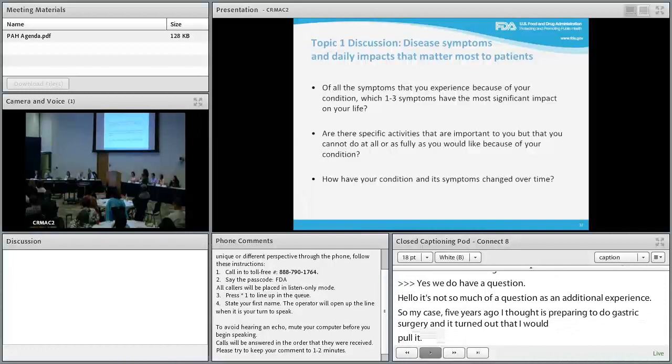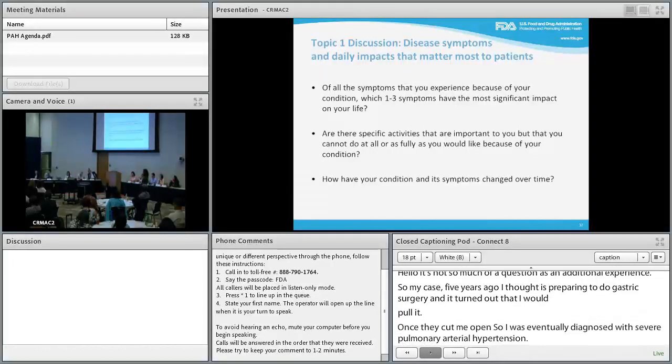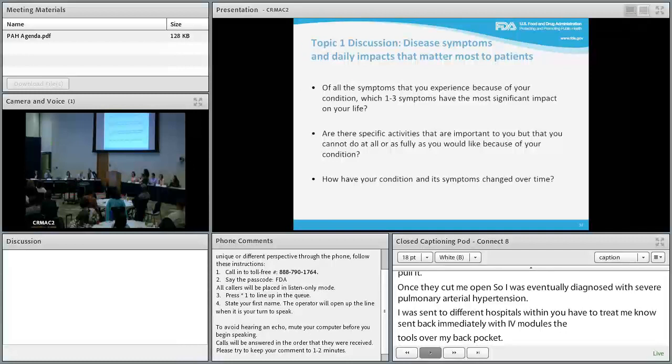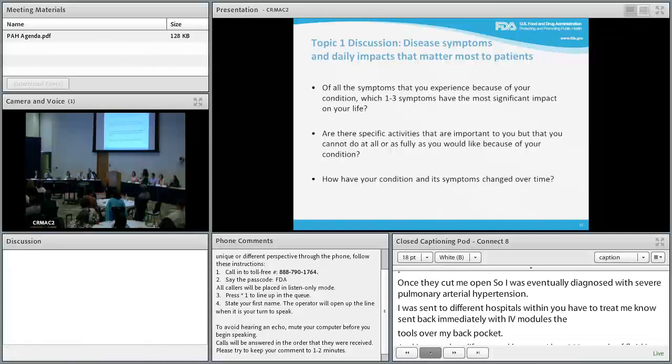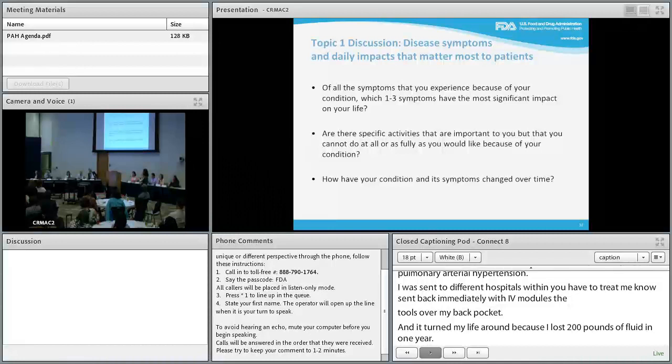hospital where they knew how to treat me, and I was hooked up immediately with IV Remodulin with a little pump that I wear in my back pocket, and it turned my life around because I lost 300 pounds of fluid in 1 year. The first 100 pounds I peed in the first month in the cardiac ICU. So when I talk about swelling, I talk about that kind of swelling. It's severe swelling.